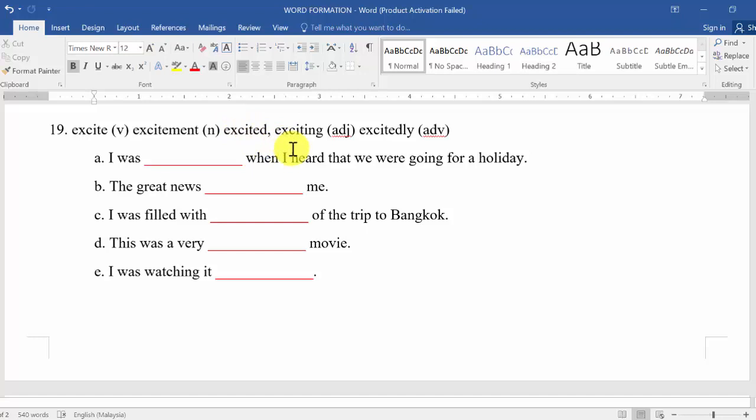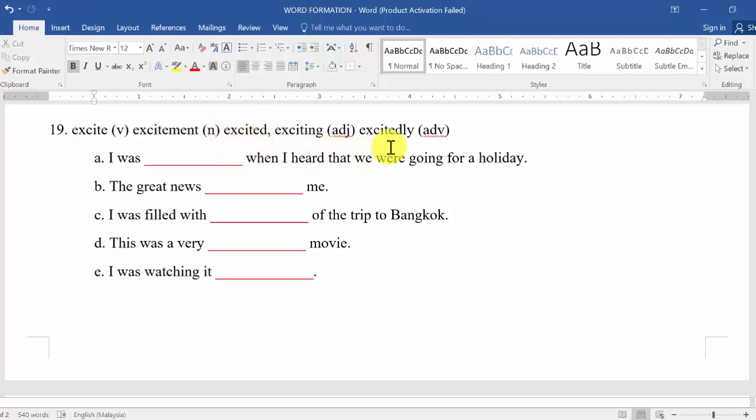Next one, exciting. Exciting is used to describe something. It can be an event or anything, a thing. For example, this is a very exciting trip. Exciting here is describing the trip, a thing. So exciting is used to describe something. Excited is used to describe feeling.